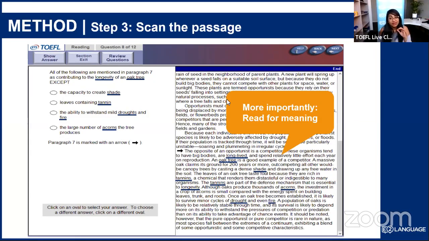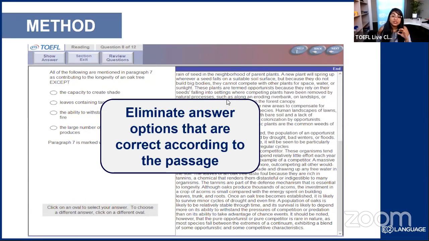Now it's time to read for meaning. So once we read the passage, then we'll be able to eliminate answer options that are correct according to the passage. So we just have to find the one. The correct answer option is the one that is missing, that is not mentioned in the passage at all, or that contradicts. That means it says something that's opposite to what's in the passage.